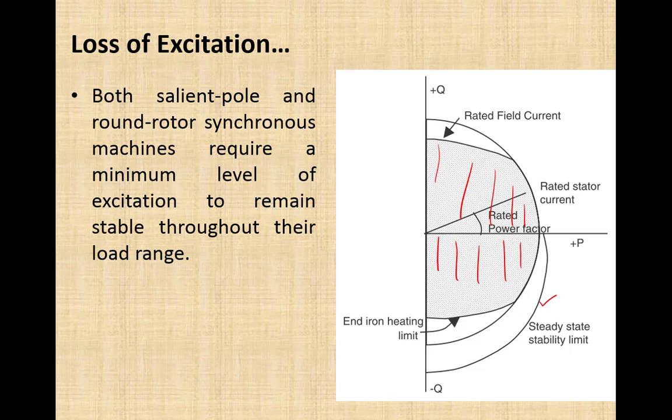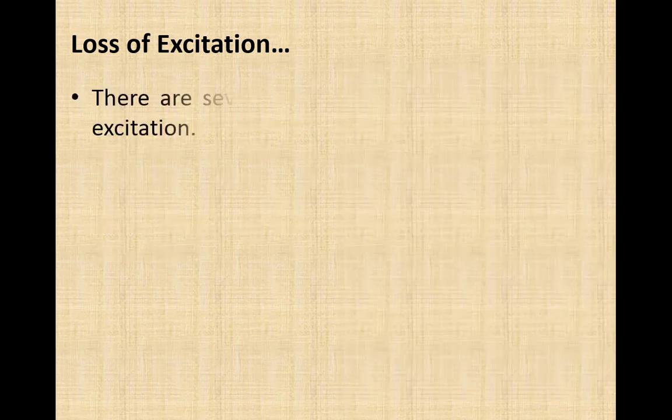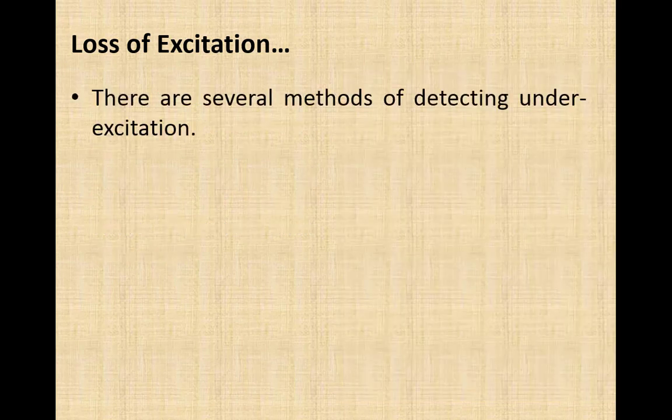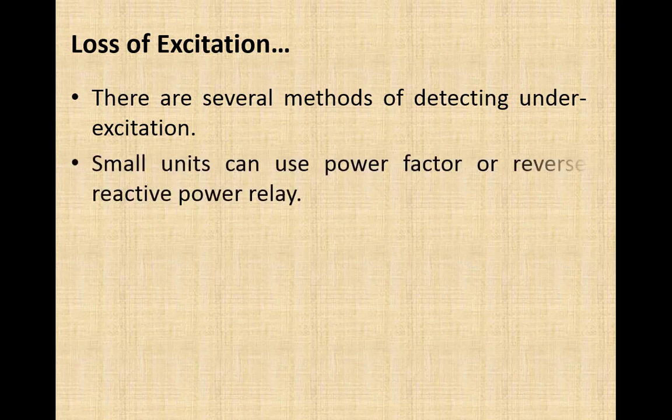Now we will see how we can detect this loss of excitation problem in generators. There are several methods of detecting an under-excitation condition. Small units can use a power factor or reverse reactive power relay. So power factor and reactive power reversal, both of these can be monitored in order to detect the reversal of reactive power.